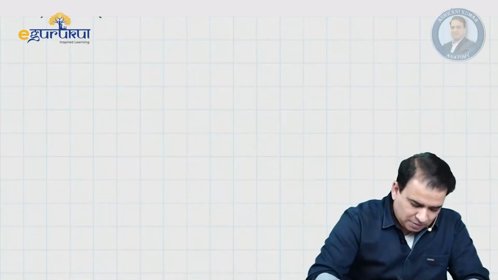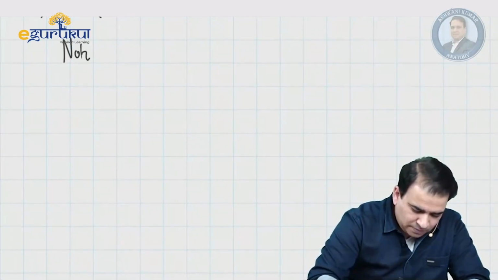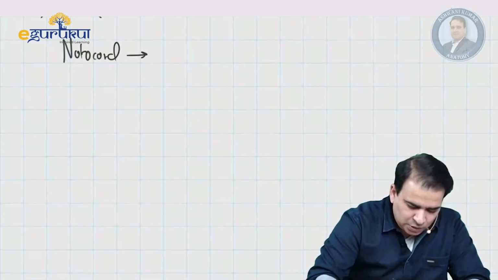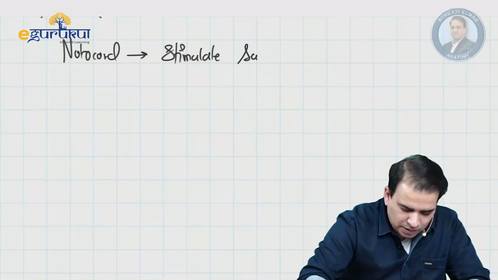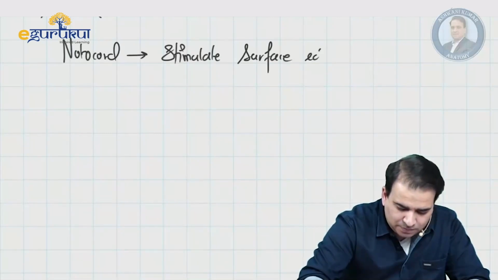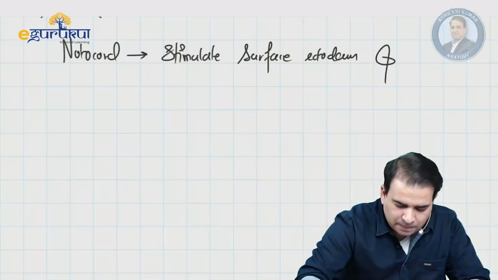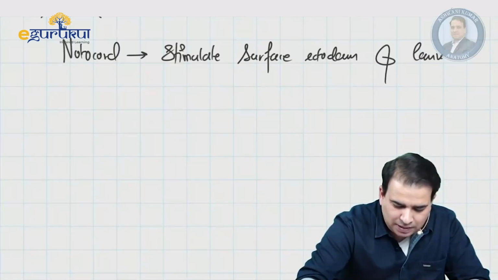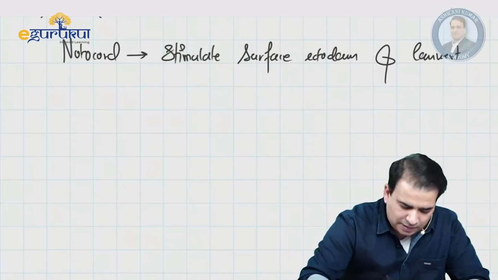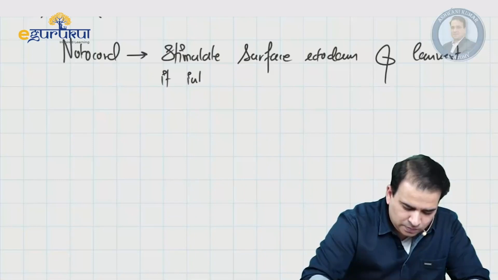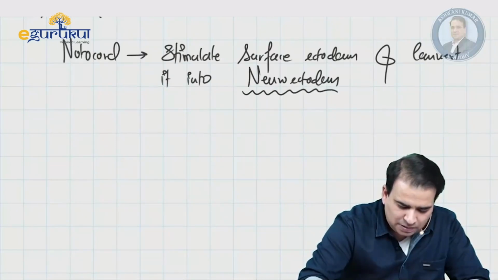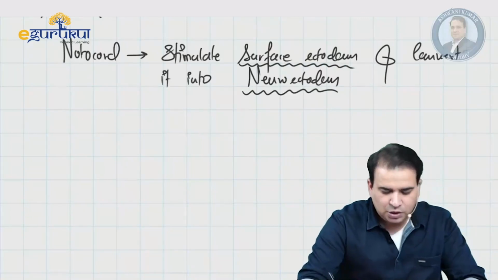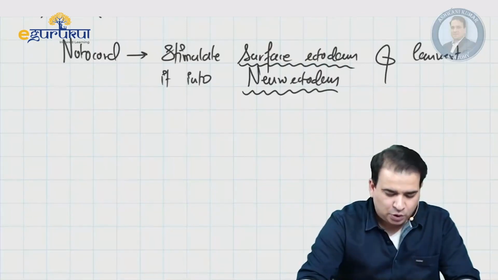So if I make a small note on the notochord: the notochord will stimulate the surface ectoderm and convert it into neuroectoderm. So it stimulates the surface ectoderm and converts the surface ectoderm into the neuroectoderm. That's the function of the notochord.